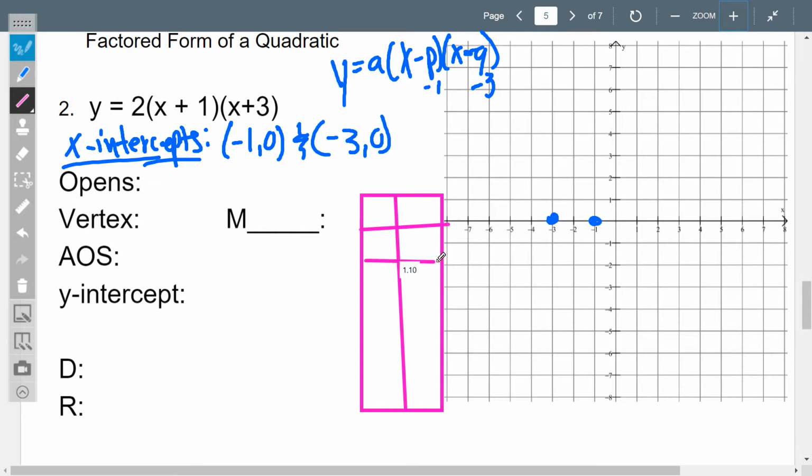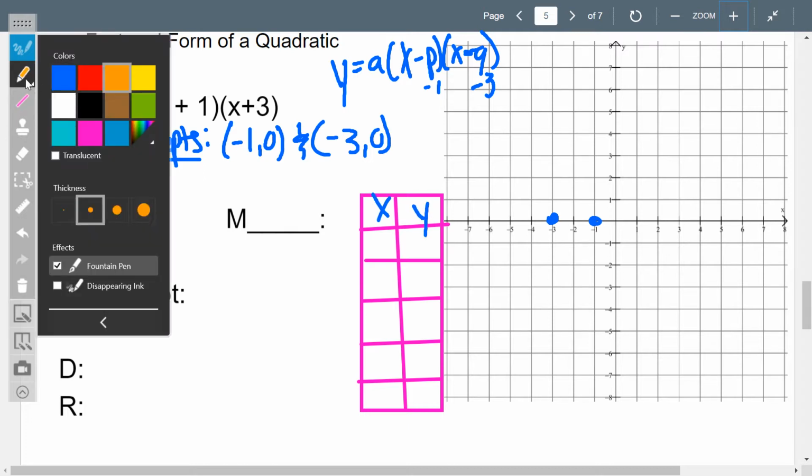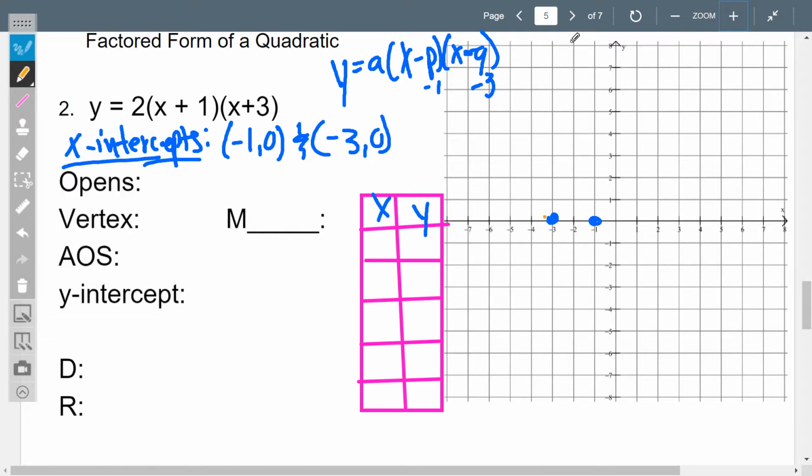Because my axis of symmetry, which is the x coordinate of my vertex, should be right in between those 2 points. Halfway in between these 2 points would be here at -2. So I know that the middle of my table, where the vertex is, is at -2. I can fill out my table from here. To the left is -3, to the left is -4, to the right is -1, to the right is 0.